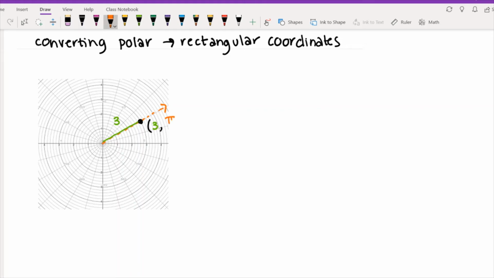Okay, so how would we translate this into rectangular coordinates? Well, let me actually take this picture that we have here and kind of take it out, because with all the circles going on, it's maybe a little bit busy. And I think if we pull it out like this, it might become easier to see what's going on. So we have our point here.